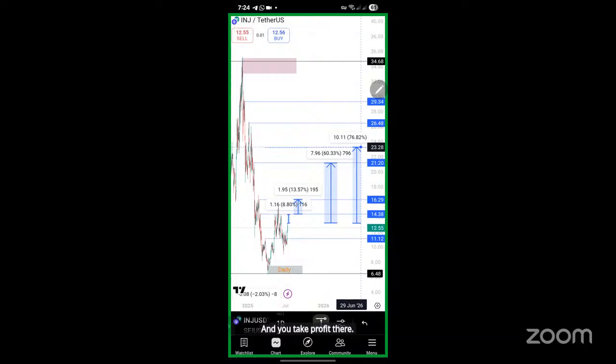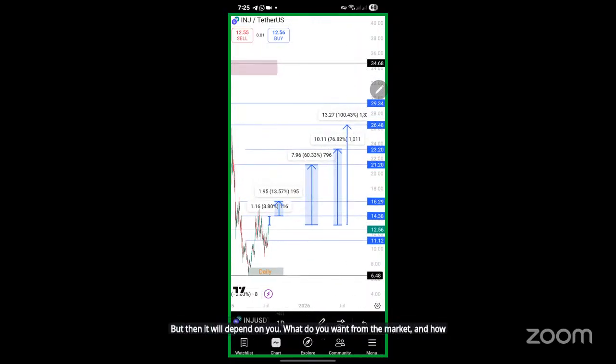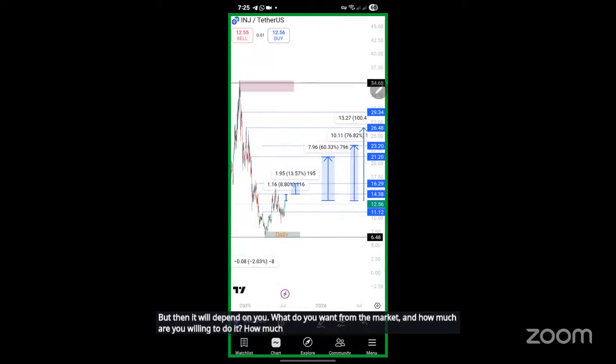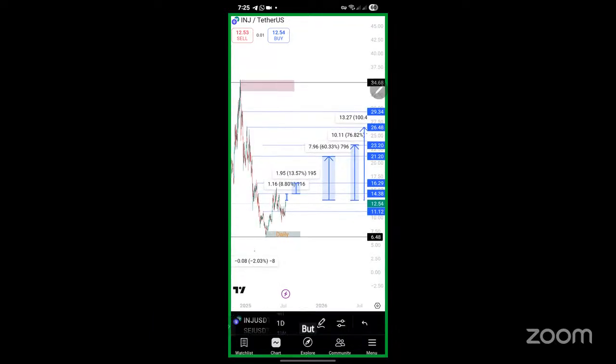It is a long-term trade, okay? Another one can come here and buy it there and take profit here. But then it will depend on you. What do you want from the market and how much are you willing to do it? How much are you willing to wait? But the coin has changed character, okay? Even if you see it in one day, it has changed character and it is going up.